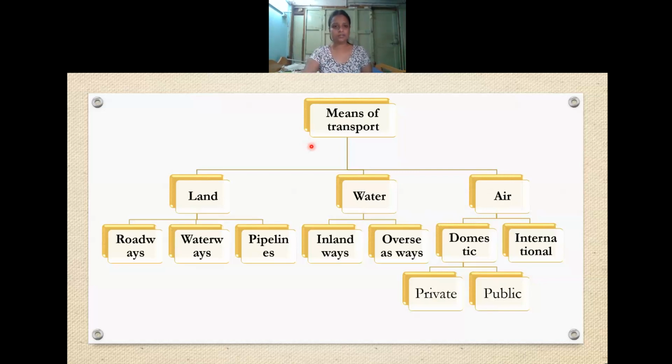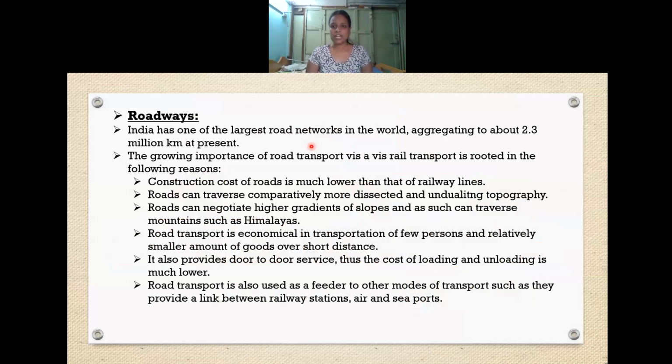First one is the land. So land has been classified into three. One is roadways, second one is the railways, and third one is the pipeline. So according to that, first one is the roadway. India has one of the largest road networks in the world, aggregating to about 2.3 million kilometers at the present situation. So comparatively, the railway is also one of the biggest networks. But the growing importance of road transportation is more than railway transportation. Okay, we will see.